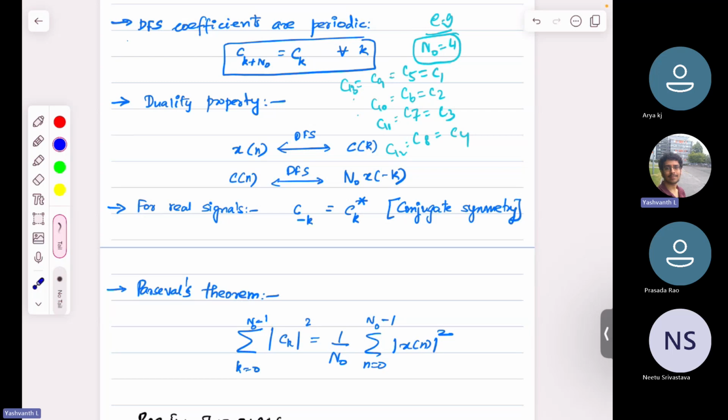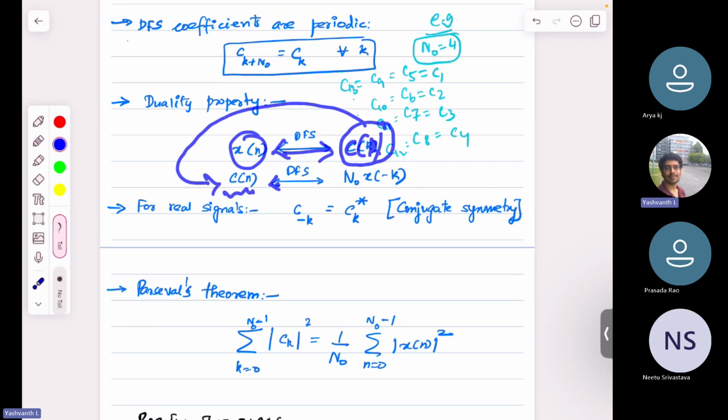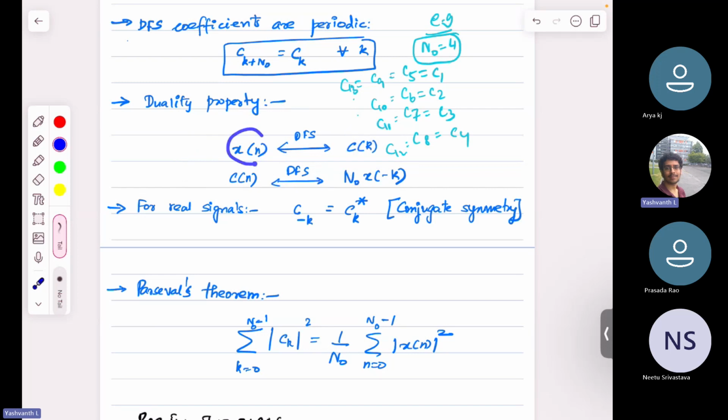Continuous time Fourier transform. So if x of n has a discrete Fourier series coefficient C of k, if I construct a discrete time signal using C of k as a time domain, the corresponding DFS coefficient will be n naught scaling times x of minus k, where x is the original signal that you have taken. The structure is very similar to that of your continuous time Fourier transform duality property, except that there is a small scaling by n naught, where n naught is the period of the signal.